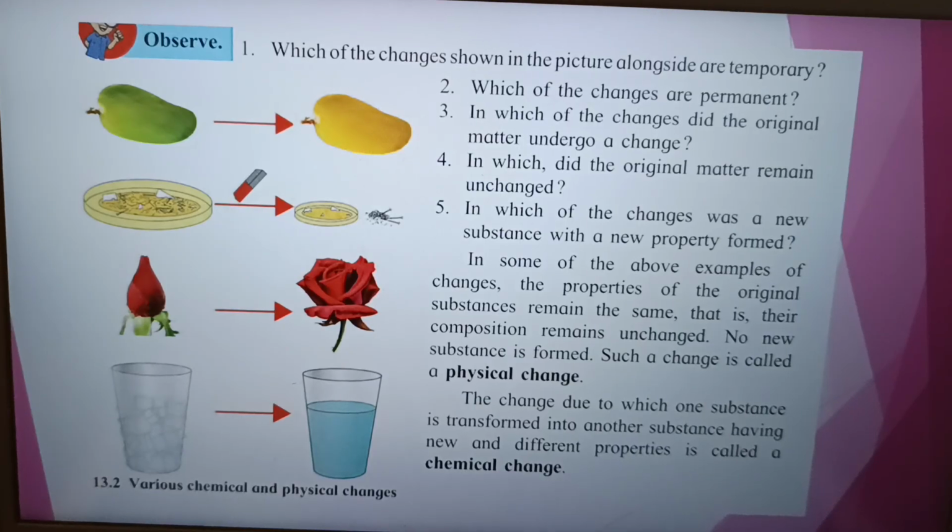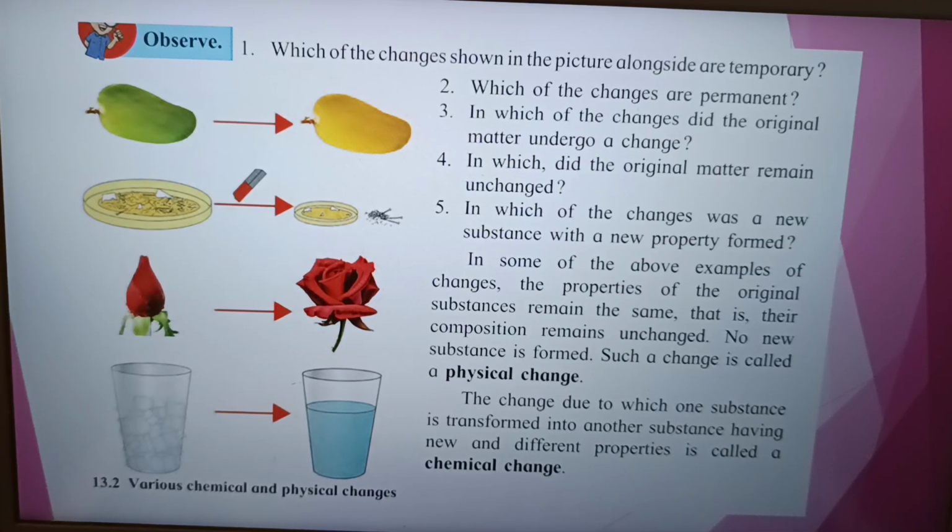So this property is not changing. There is no such change in its form. Yes, it will remain the same, and its composition remains unchanged. So no new substance is formed. Such a change is called a physical change.